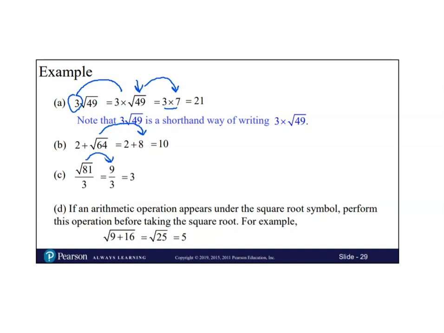If an arithmetic operation appears under the square root symbol, perform this operation before taking the square root. For example, the square root of 9 plus 16 is the square root of 25. So they added the 9 and the 16 first, and then, because it's kind of like these are parentheses under here, you're taking care of that first, then you're going to take the square root.